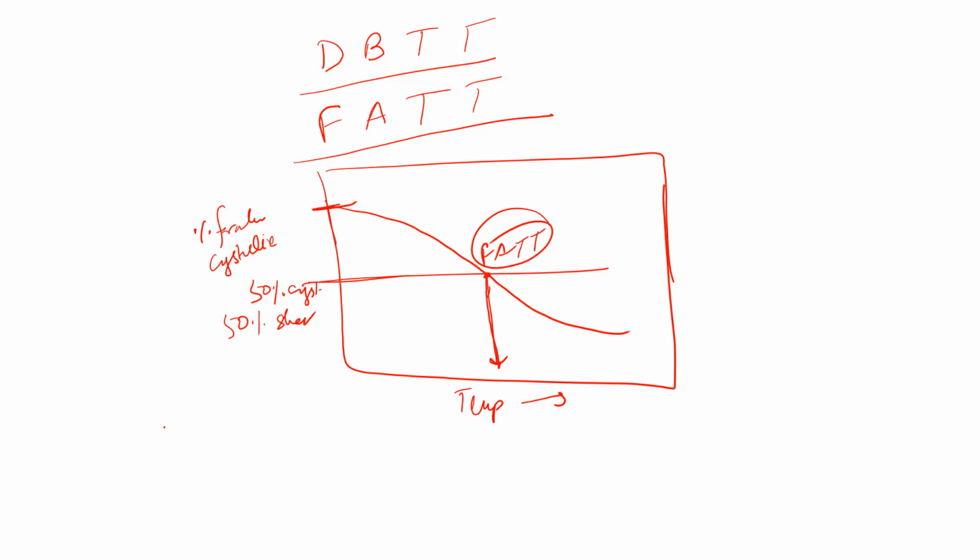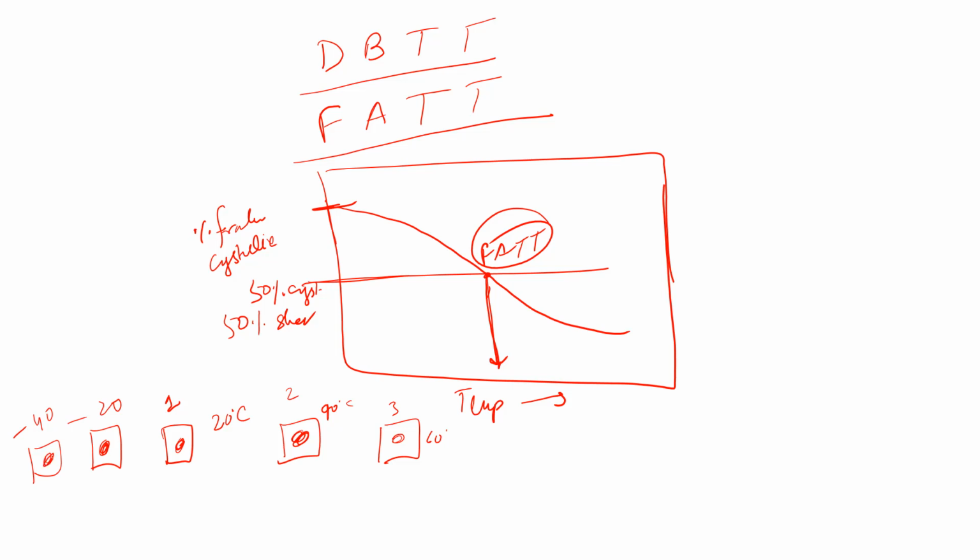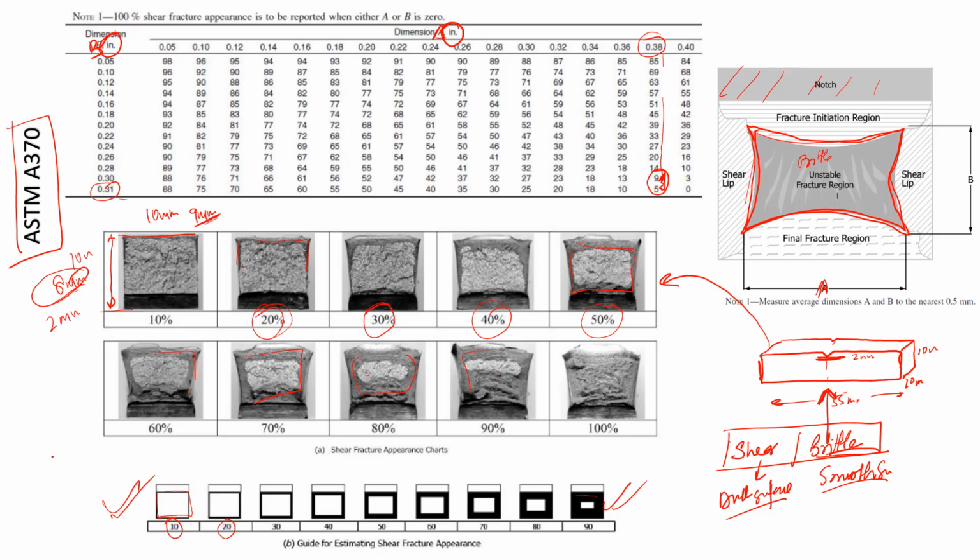In that case we'll take sample 1 and do the breaking at, suppose, 20 degrees centigrade, then sample 2 by increasing the temperature, like 40 degrees centigrade, 60 degrees centigrade, like this, and we will go to the negative direction also, like -20, -40, and in each sample we'll measure the amount of shear and the amount of crystalline. Through that we can say at what temperature we are getting the FATT. So this is the method. Thank you all.